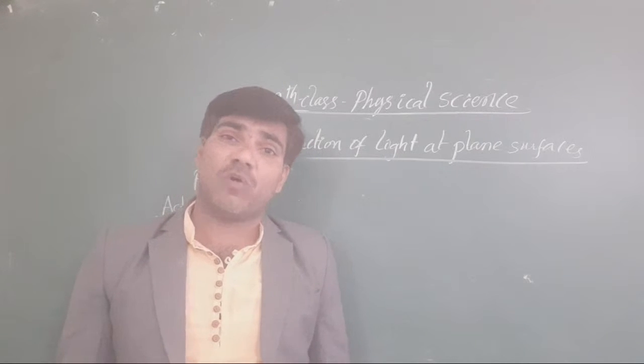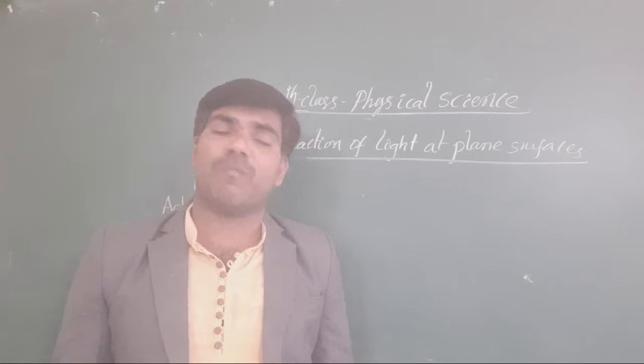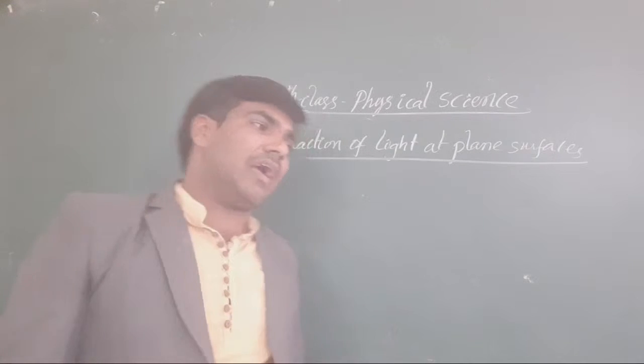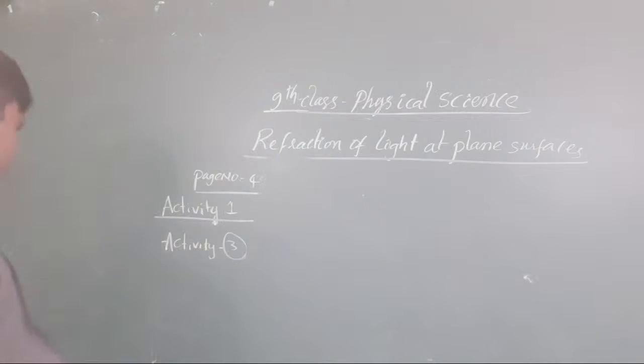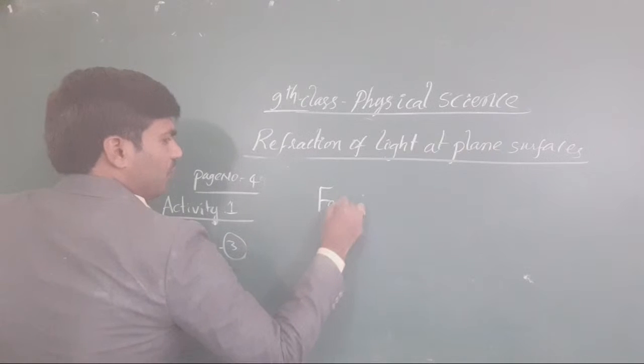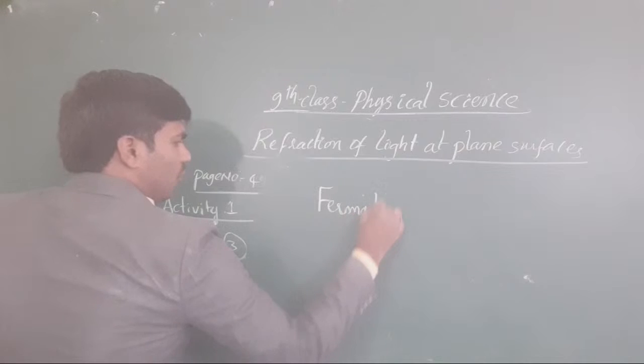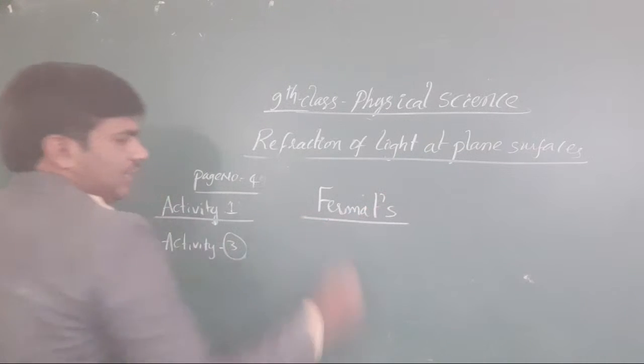Why is light selected only that path? Why is light not selected another path? That is what we have to discuss here. You know very well, according to Fermat's principle. According to which principle? Fermat's principle. It's very, very important.